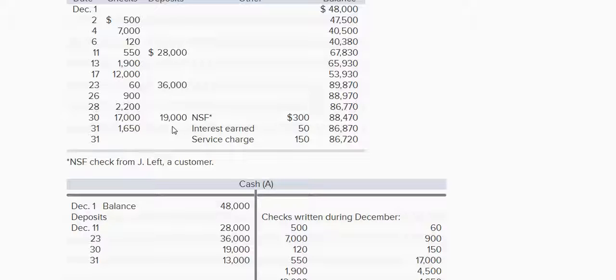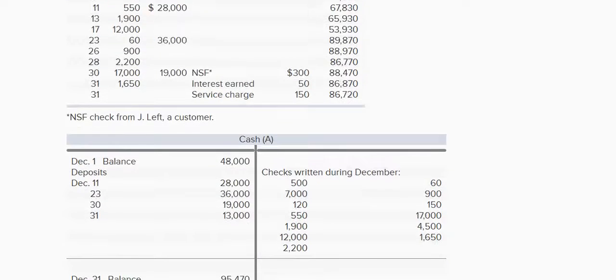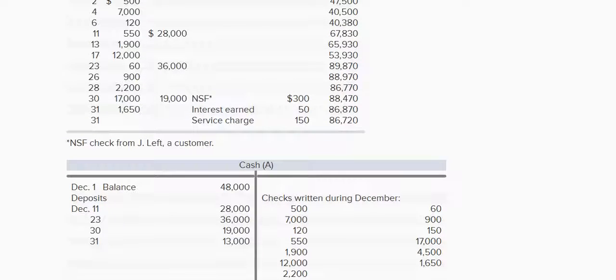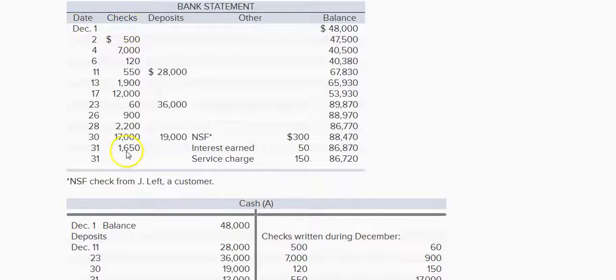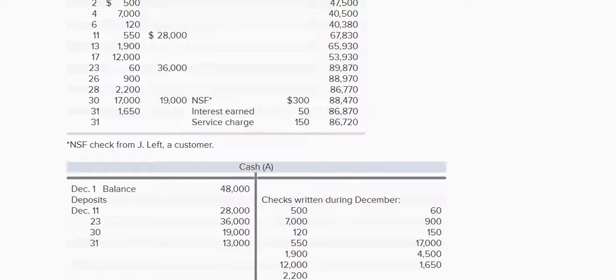Okay, so we have our deposits in transit. Let's see if all of the checks we wrote have been cashed or cleared. If they have not, those are called outstanding checks. So we're going to compare every check we wrote to what the bank has cashed. Okay, so this first column is our check column. I'm going to have to scroll down a little bit just so that we can see everything.